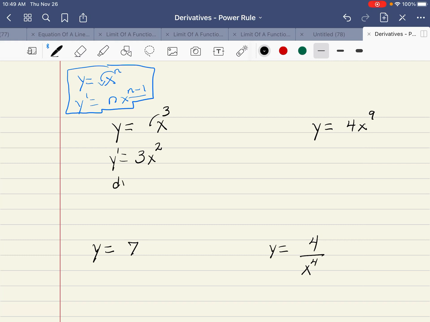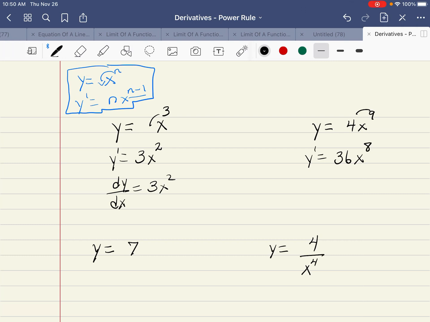We could also use an indication of dy dx, which stands for the derivative with respect to x. Either one of those are acceptable. So again, it might not be a 1 in front. Here you've got 4x to the 9th, so 4 times 9 is going to give you 36. And we're going to decrease that exponent by 1.